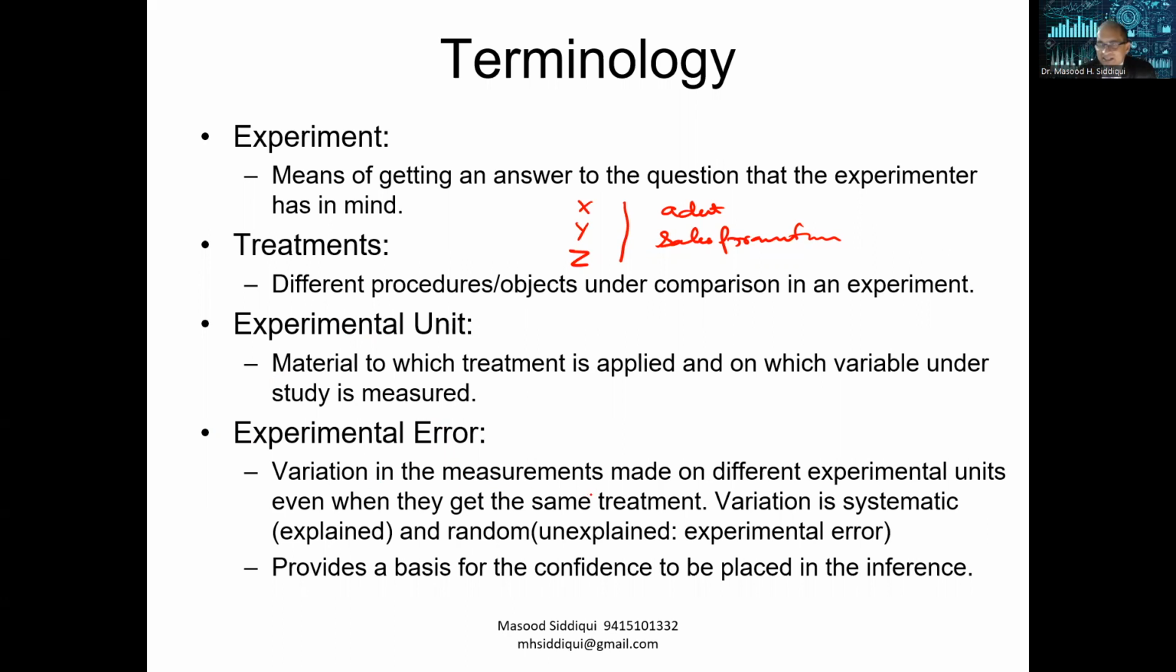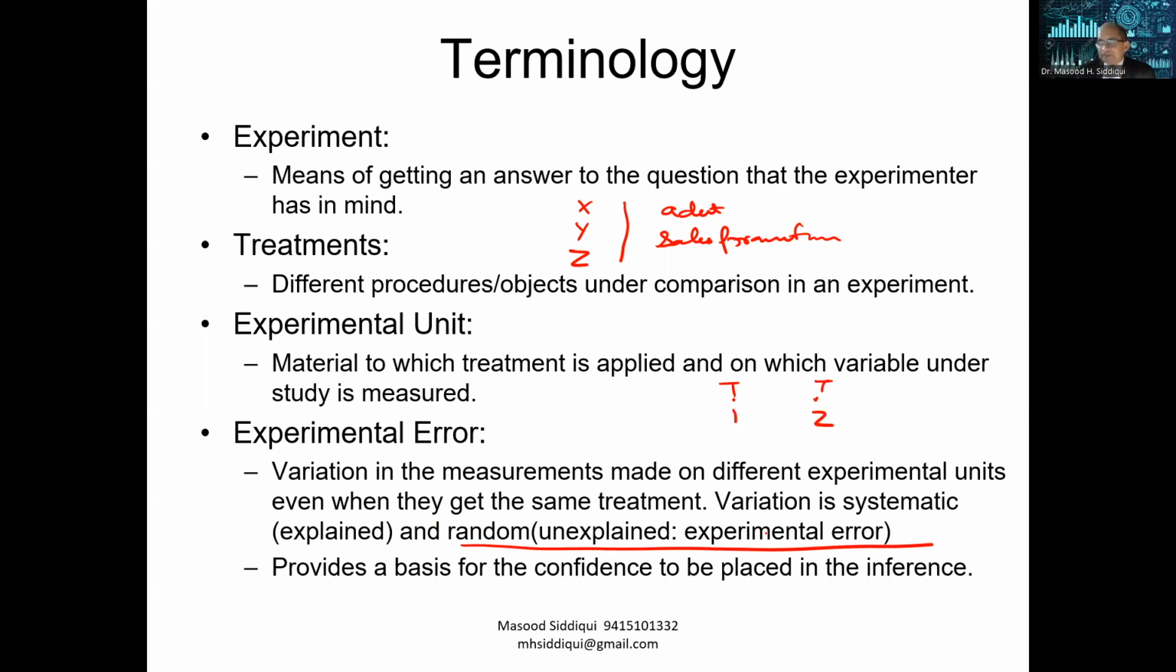There is a variation in the measurement made on the different experimental units, even if they get the same treatment. Suppose we have two units, unit number one and unit number two, both given the same treatment, T. There will still be a variation in the results. Part of this variation is systematic or explained, and the other part is random or unexplained. This random, unexplained part constitutes the experimental error.